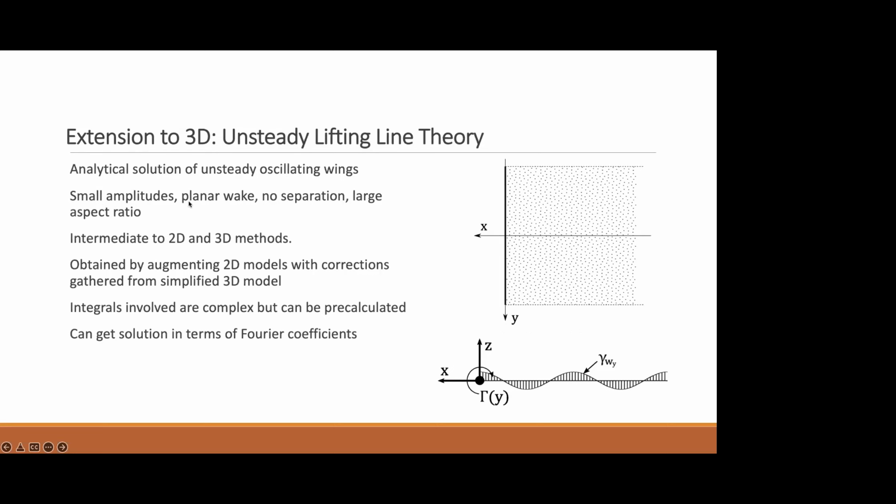Again, here we have some assumptions and limitations. It's only for small amplitudes. It assumes a planar wake. It assumes no flow separation, and it assumes large aspect ratios. However, just as we showed earlier, we can use numerical methods to get past some of these limitations. And unsteady lifting line theory is basically an intermediate to 2D and 3D methods. So it's obtained by augmenting 2D models with corrections that are gathered from a simplified 3D model. So it involves some complex integrals, but these can all be pre-calculated. So the computational time is still very, very low.